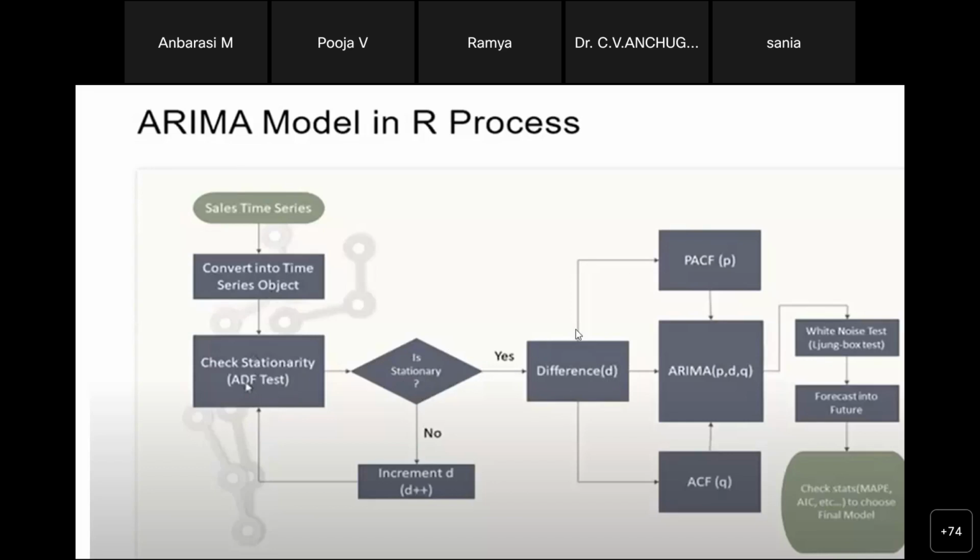In the ARIMA model, three parameters are required. One is the moving average value, the autoregressive value, and the difference. These are the three parameters we need to calculate for performing this ARIMA model. After converting into stationary, we find the difference, and then using the PACF function, partial autocorrelation function, we calculate the P value, and using the autocorrelation function, we calculate the Q value, and then we pass these into the ARIMA model.